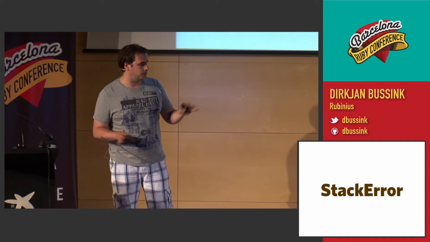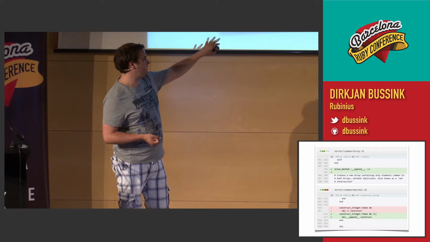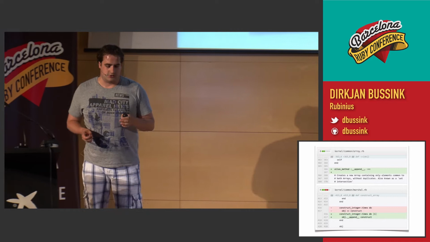So what do we have to do? We actually have to do pretty ugly stuff like this. We have to say, okay, we cannot use nice Ruby notations because people might be overwriting this. So yeah, this is not very nice.